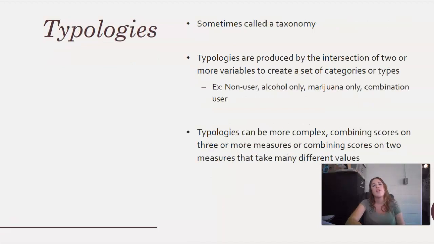Okay, so finally, we have what's known as typologies, which is also sometimes called a taxonomy, and these are produced by the intersection of two or more variables to create a set of categories or types. So, for example, if we're talking about substance abuse, we can have different categories of a non-user, alcohol only, marijuana only, cocaine only. We can have combinations. And so this is an efficient way for us to measure complex and detailed variables.